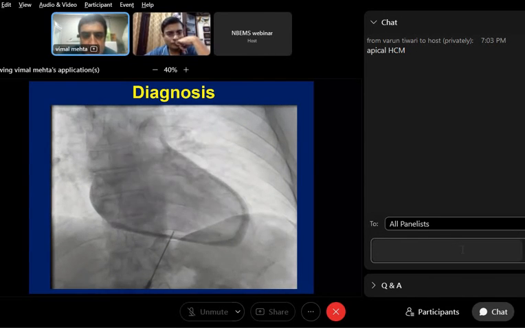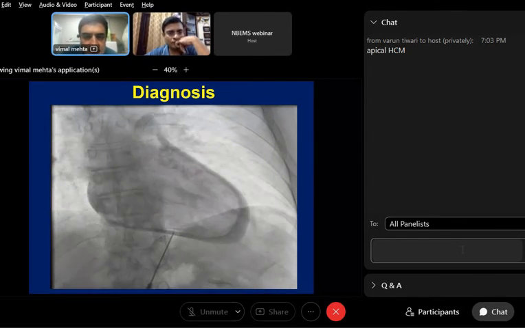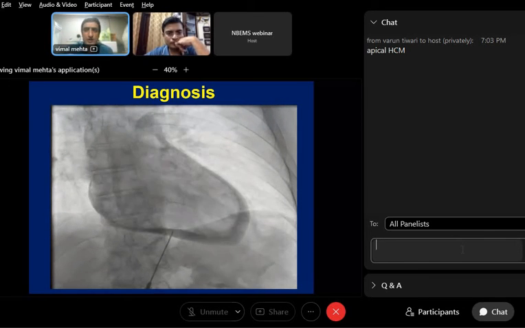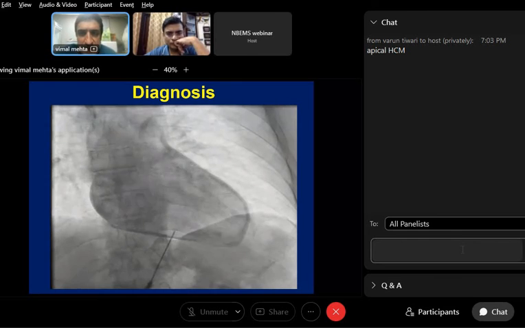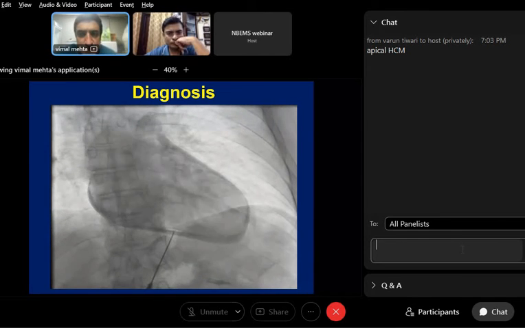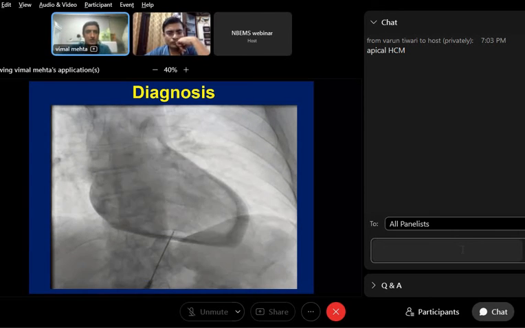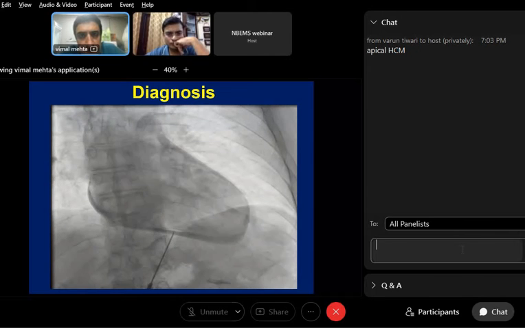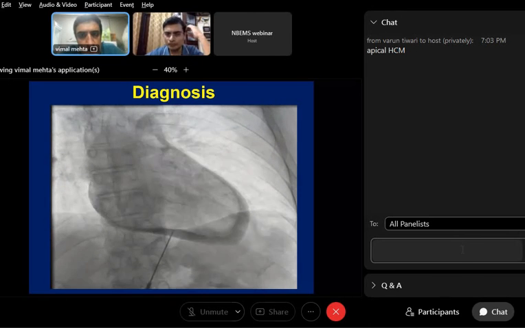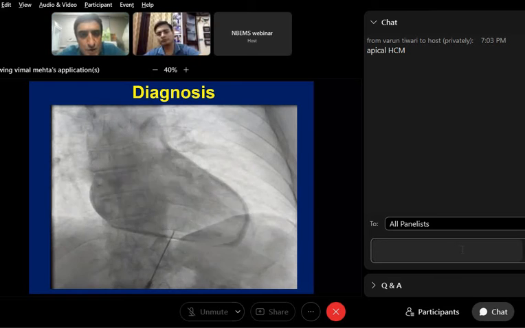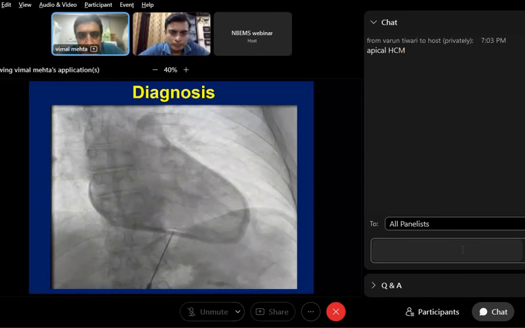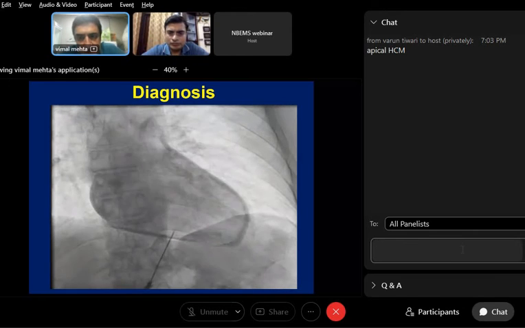So what is being done, and why is it being done? Tell me the whole procedure quickly in one line. Tamponade. See, tamponade is a diagnosis. It can occur with a small effusion also, especially in acute cases. But it's a hemodynamic diagnosis. You need some sort of pressure data.